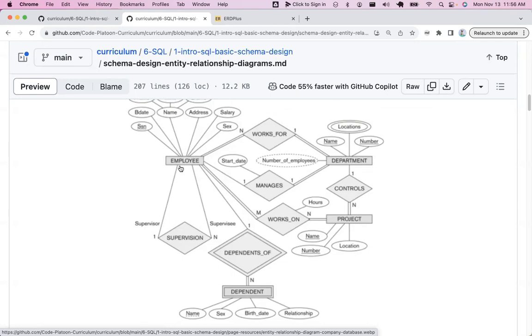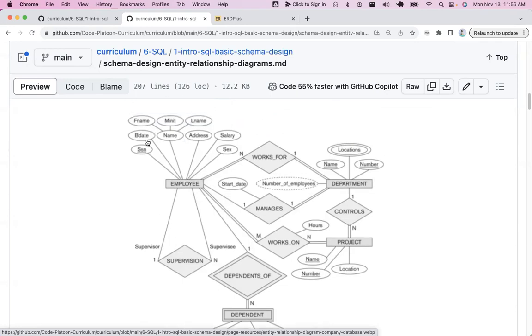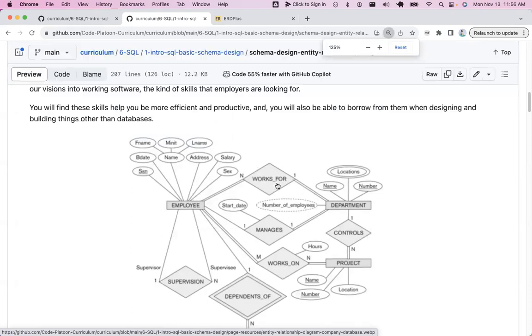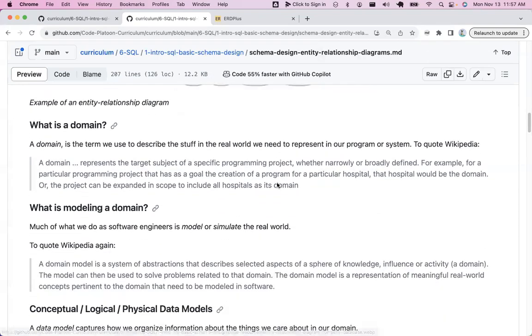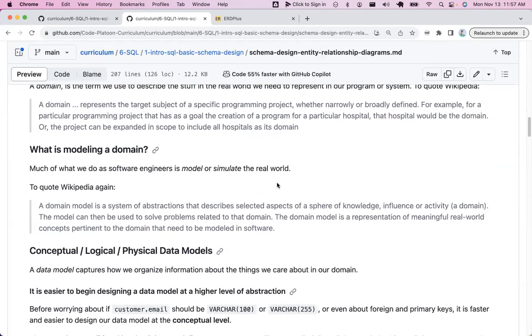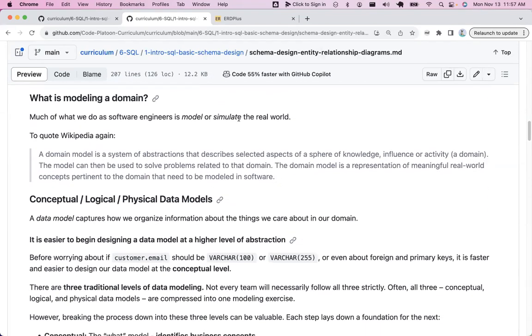You can see there are these things, employees, and they have properties like first name and last name, and an employee works for a department. So we have entities and relationships. As software engineers, we're modeling or simulating the real world. We're modeling a domain, a real world problem area.